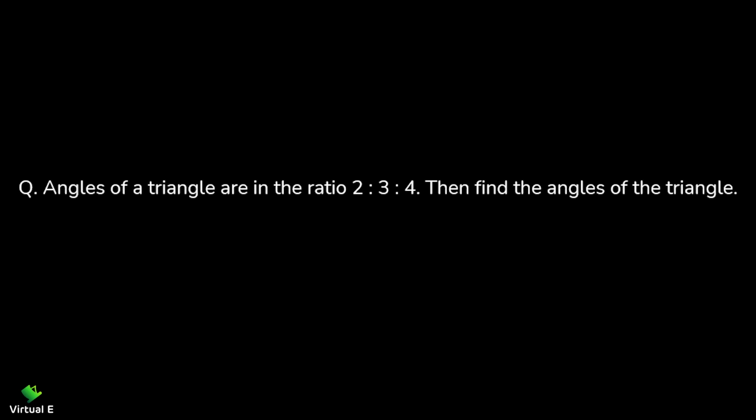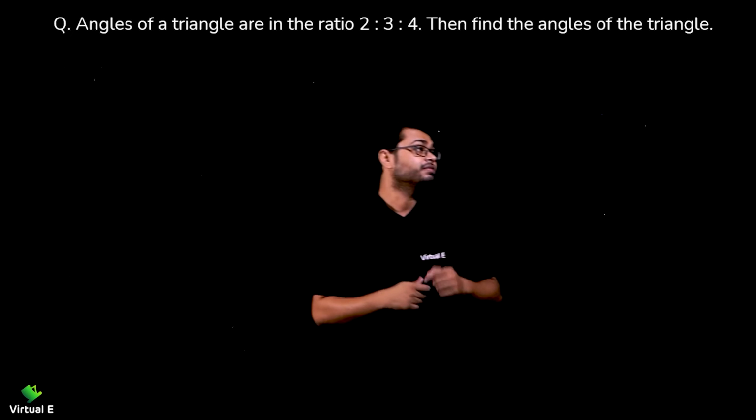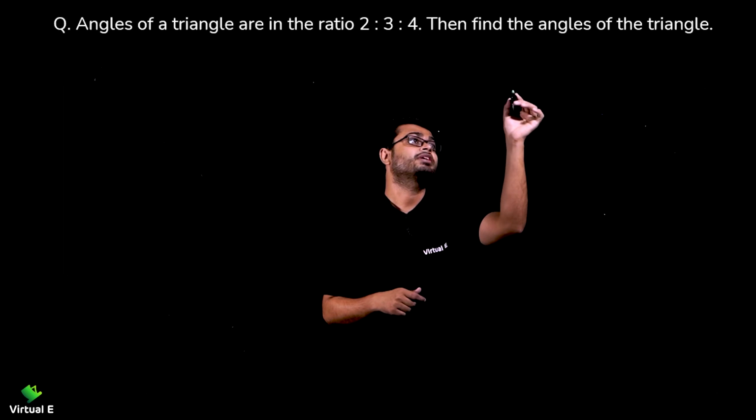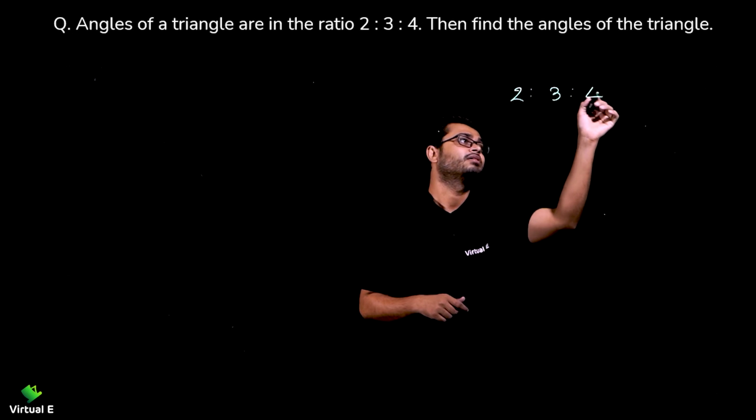Let's start with the very basic questions first. The angles of a triangle are in the ratio 2 by 3 by 4. Then find the angles of the triangle. Okay, so the ratio is given. Angles are given in the form of a ratio, 2 by 3 by 4.